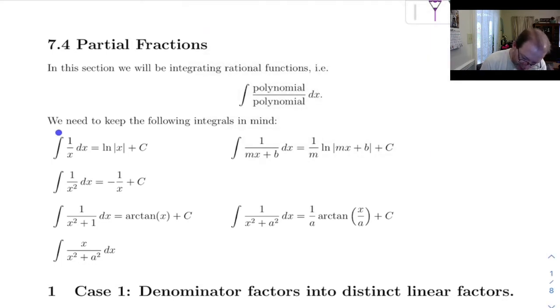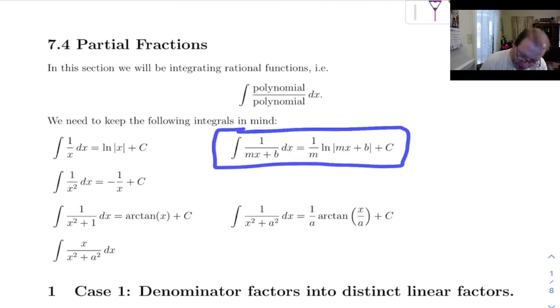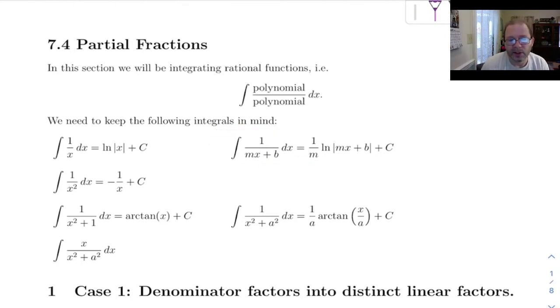If you've got the integral of 1 over x, that gives you natural log of absolute value of x. And if you have the integral of 1 over mx plus b, it gives you 1 over m times natural log of absolute value of mx plus b, plus c. This one actually is what you'd get from the first if you used u substitution. And notice both of these have a linear factor on the bottom. Just one linear factor, either just x or mx plus b.